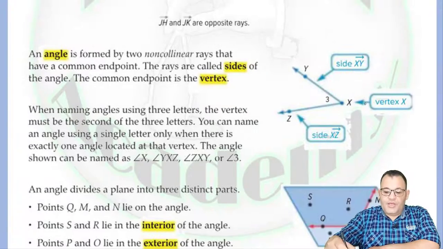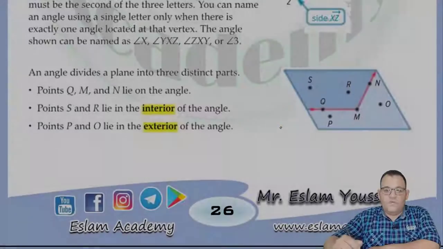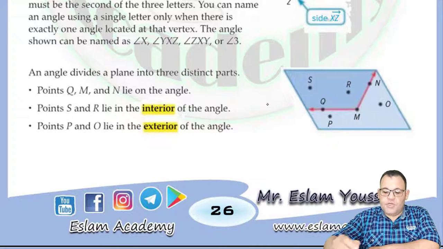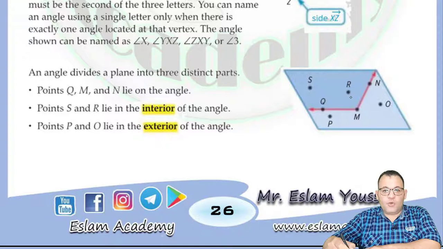If two non-collinear rays start from the same point, then we can say they are forming an angle. Each ray of them is called a side of the angle, and the point of intersection or the starting point is called the vertex of the angle. For any point in the plane, we have three regions. The first part contains all of the points which lie between the two sides of the angle. So we can say that the points S and R are interior, inside the angle, lying between the two sides of the angle. And we have other points, P and Q, which are called exterior, lying outside the two sides of the angle. And the point which lies on the side of the angle.